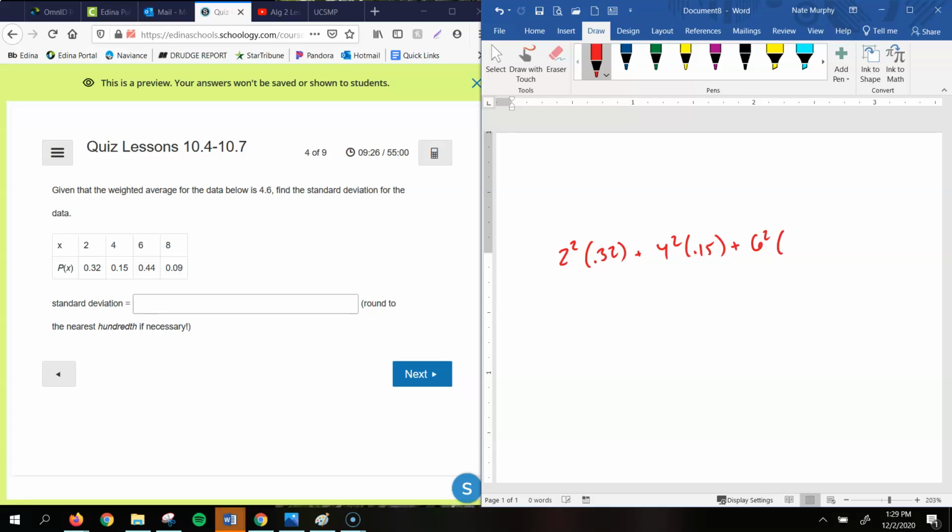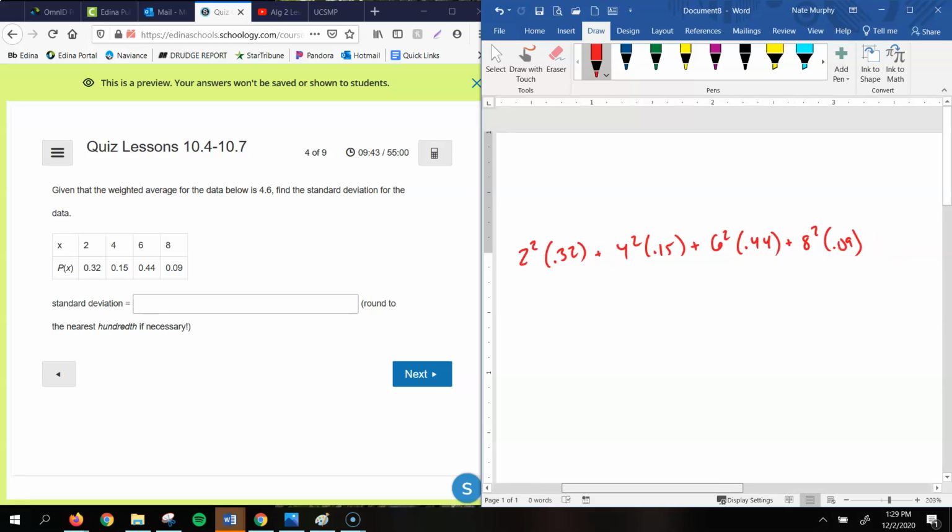Now, if I were typing this out, which I'm going to in a second, on my calculator, I don't want to waste my time doing the 8 squared and all these other ones, because I know these are all small enough that I can square them in my head. So that's what I would do. I would just type in 2 squared, which is 4, times 0.32, plus 16 times 0.15, and so on. But we're gonna find out what that total is.